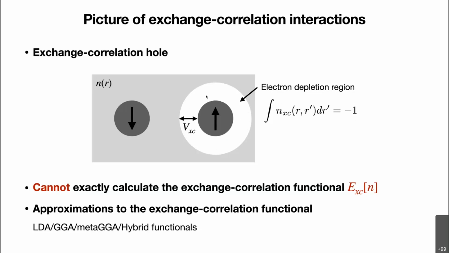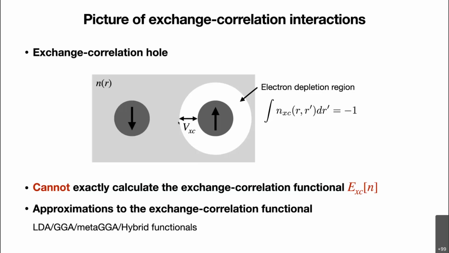So this is the famous exchange correlation hole. So there is a hole. Then this electron and this electron density, there is some interaction here. So this is exchange correlation interaction. Technically, or numerically, it's really hard to describe this exchange correlation functional.